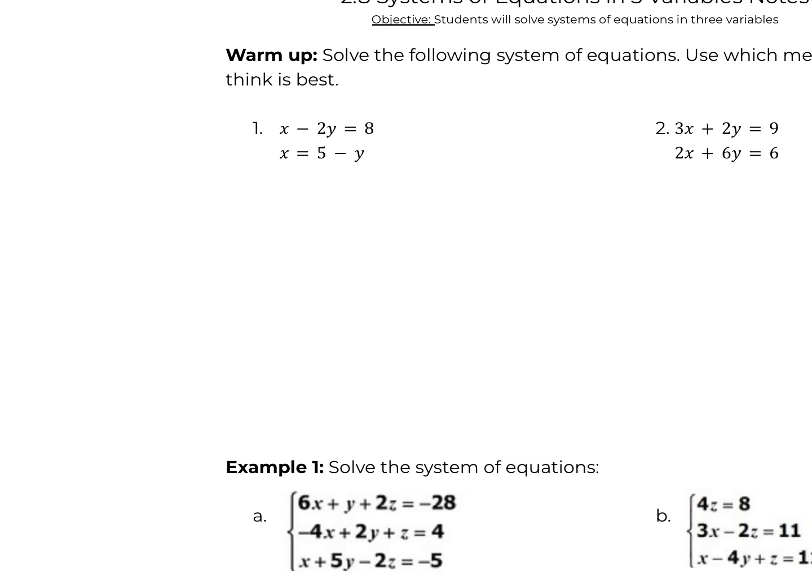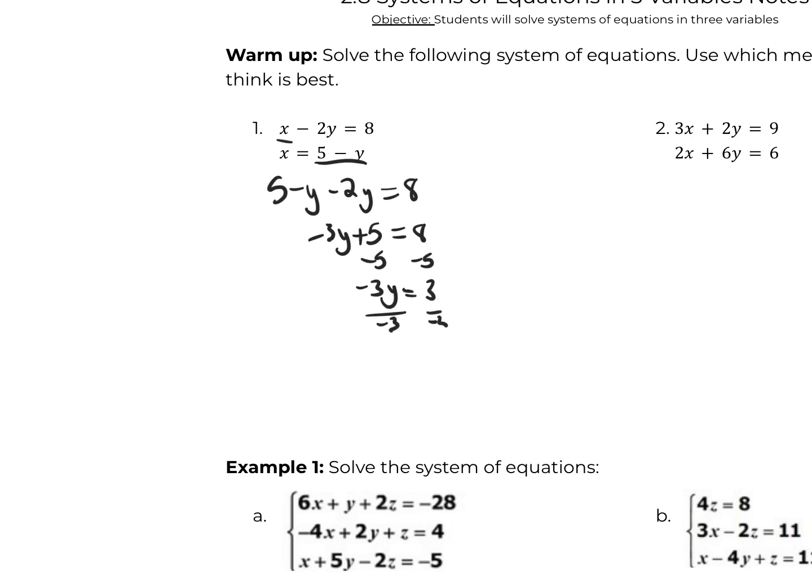Alright, and so to use substitution here, I just need to substitute what x is equal to, which is 5 minus y, in for that x in the first equation. So 5 minus y minus 2y equals 8. Now I can combine like terms. Negative y minus 2y is negative 3y plus 5 equals 8. And I'm trying to get y by itself, so subtract 5 from both sides. I get negative 3y equals 3. And then I divide both sides by negative 3, and I get y is negative 1.